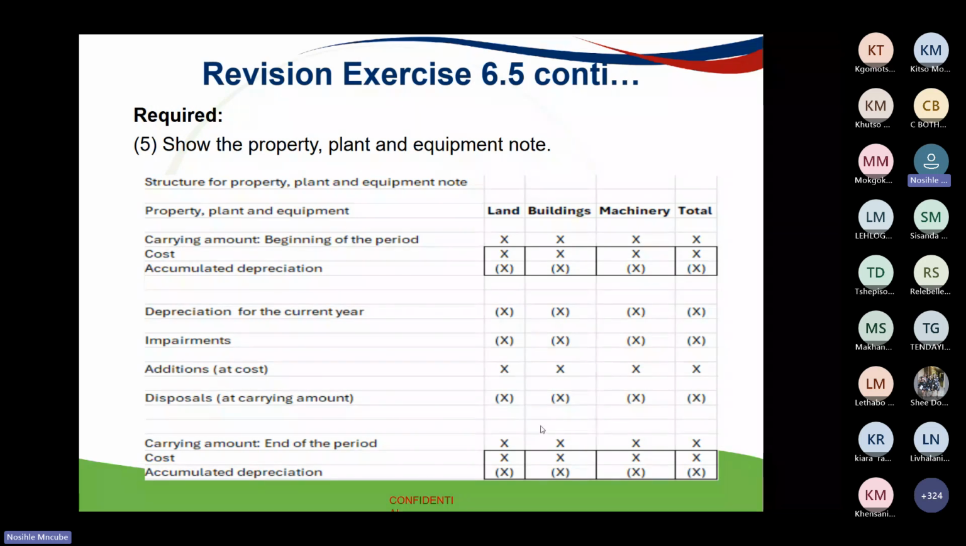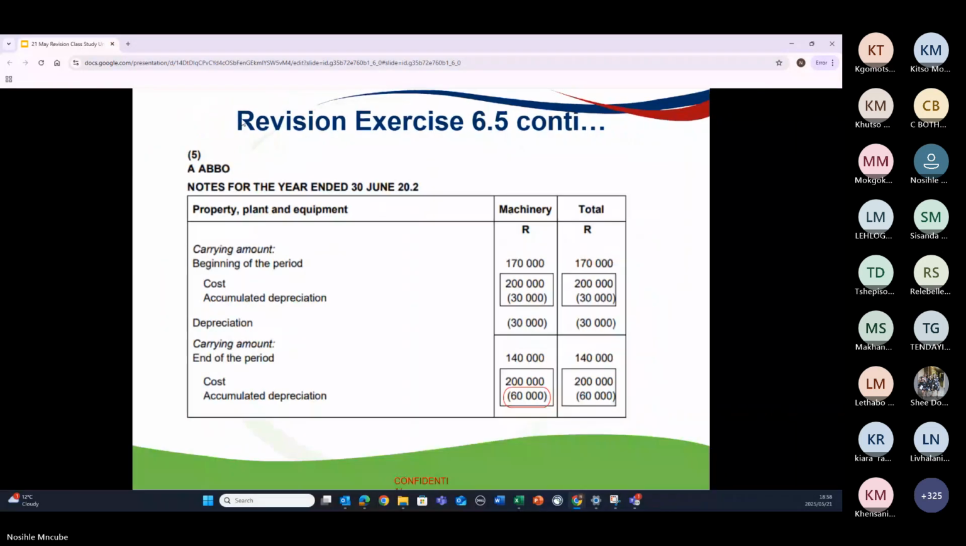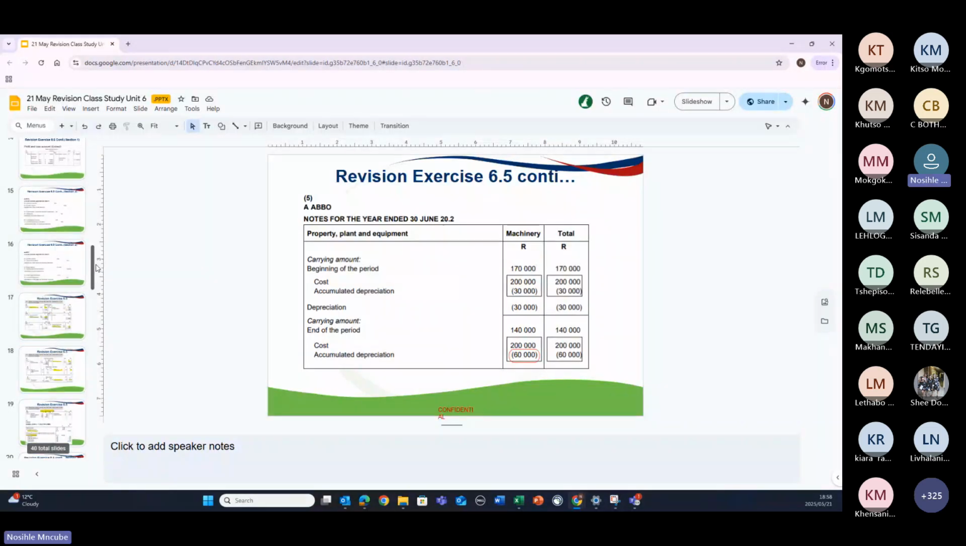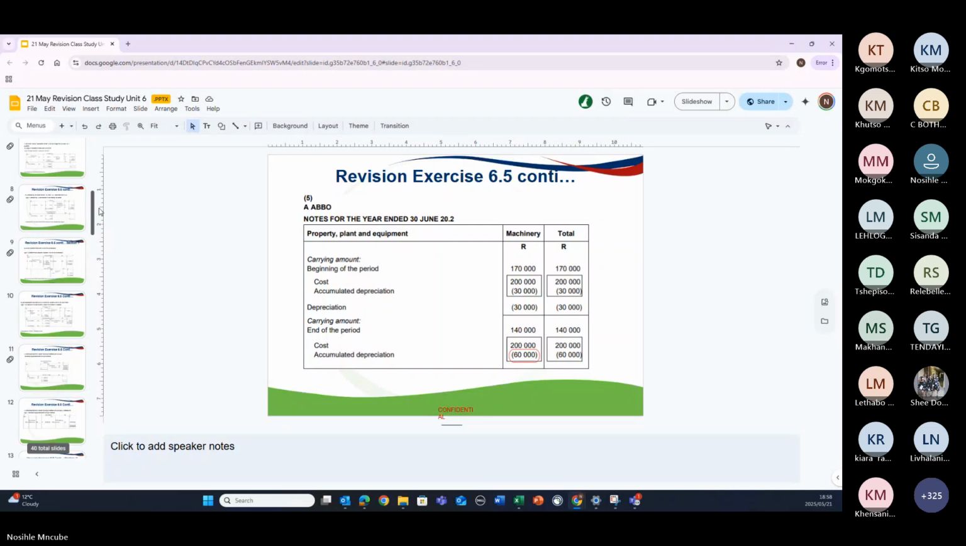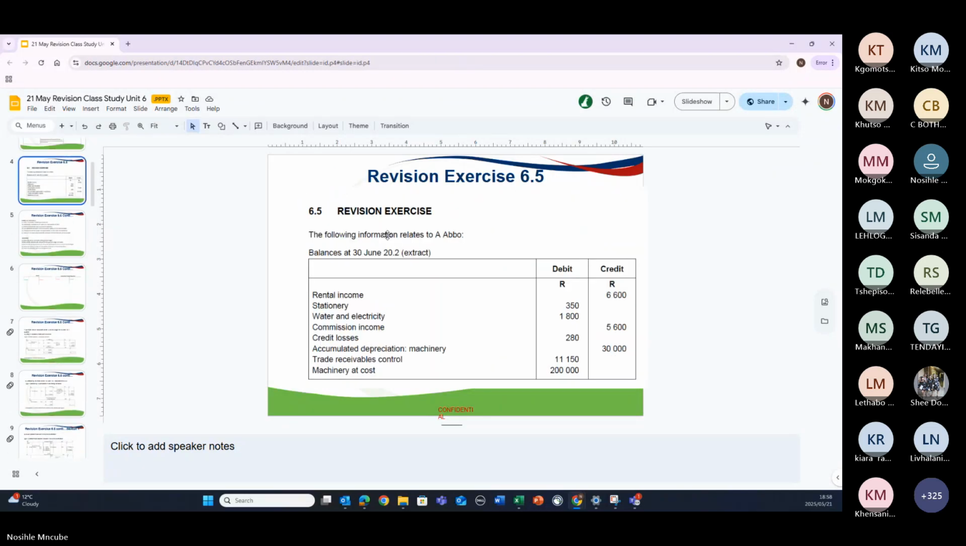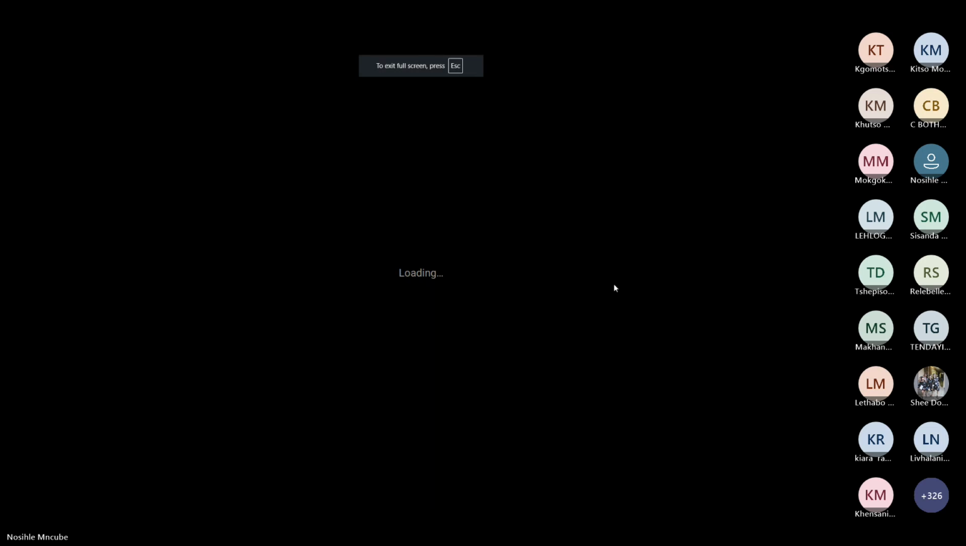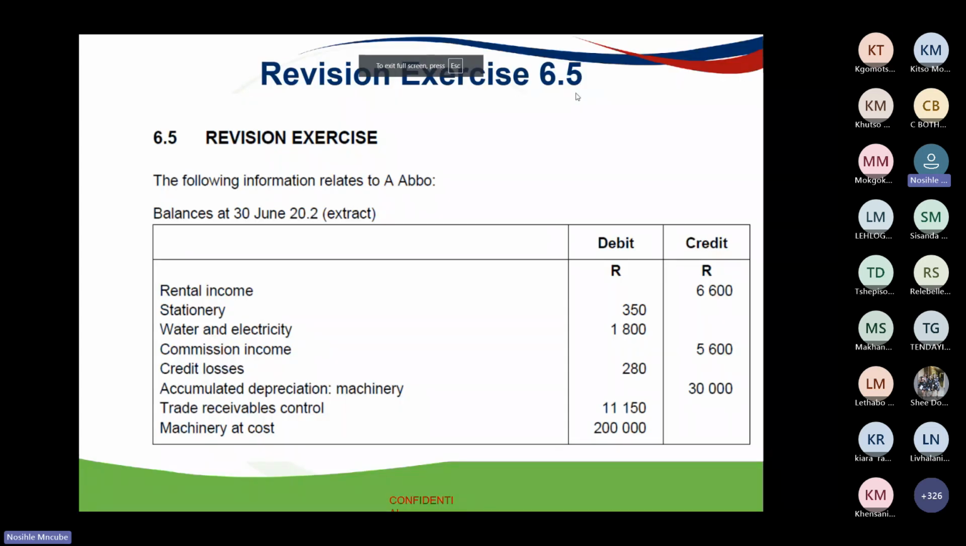Okay, so now, because the question is asking us to show the property, plant, and equipment note, we are going to go to the actual question to identify if we can see it. I just want to go to the question, it's faster this way. So this is the revision question. They've given us this.